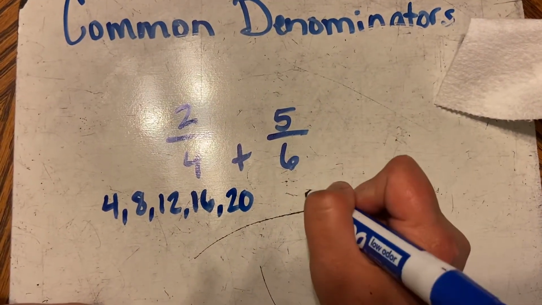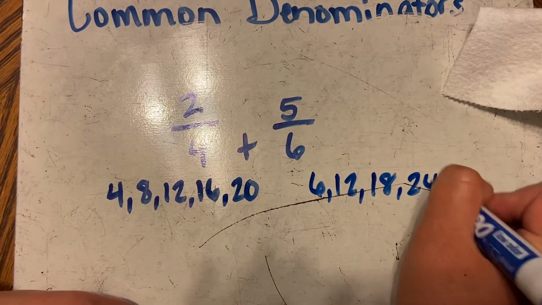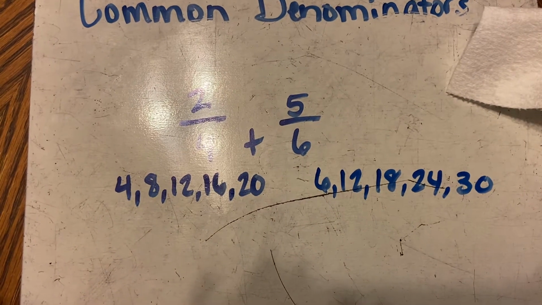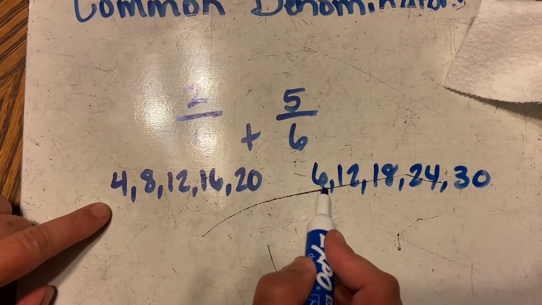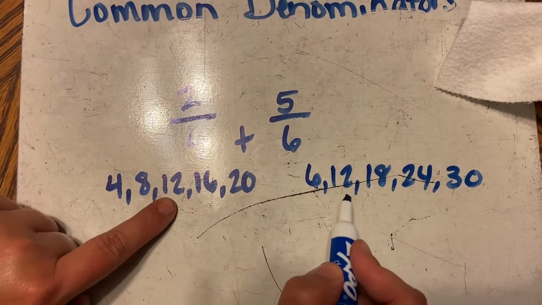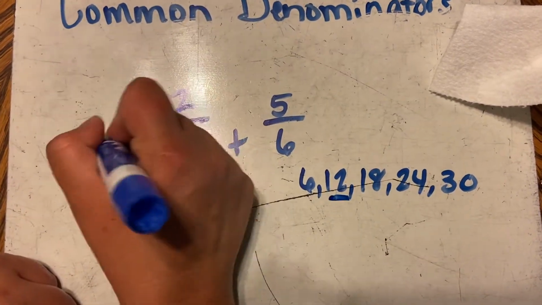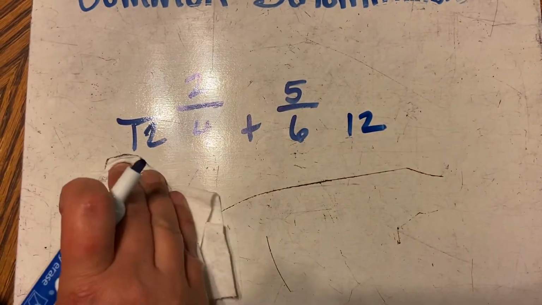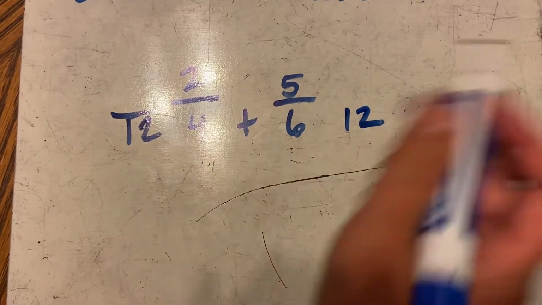Let's go over here to my 6. 6, 12, 18, 24, 30. Now, did you hear any of those multiples that were in common? Well, did they both have a 4? Did they both have an 8? Did they both have a 12? Yeah, all right, so our common denominator on this one is going to be 12. Let's erase that down there. So I have to find that equivalent fraction for 2/4 that has a 12 as its denominator.